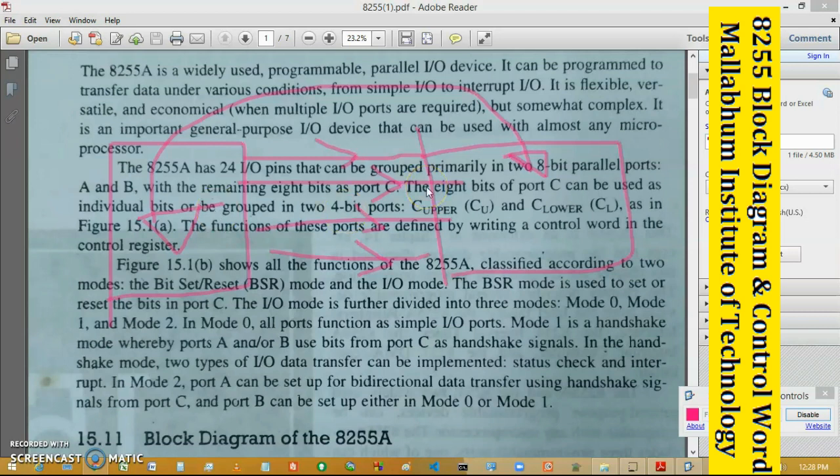Now in the case of a parallel IO device, data transfer will be much faster. So that is the meaning of a parallel IO device.